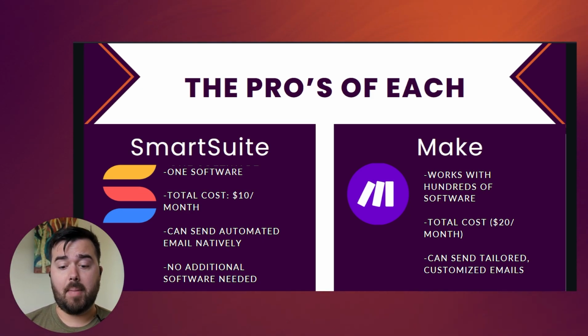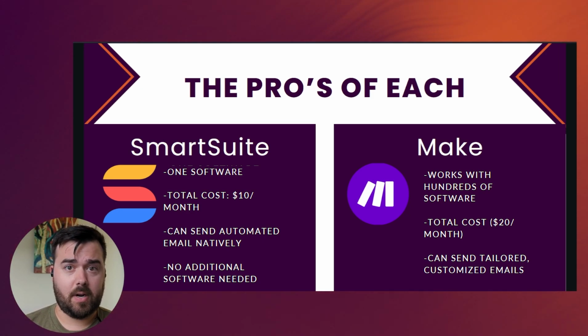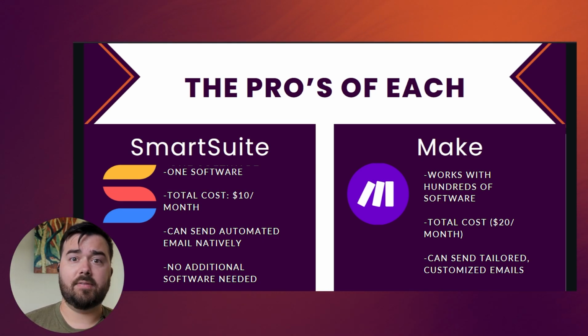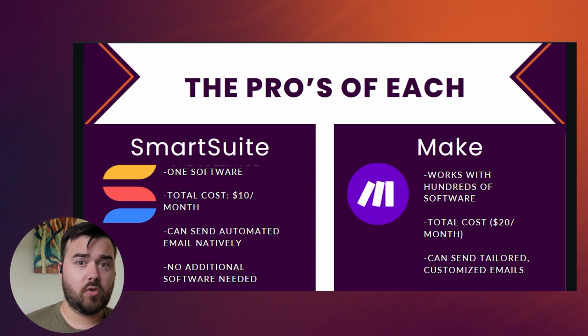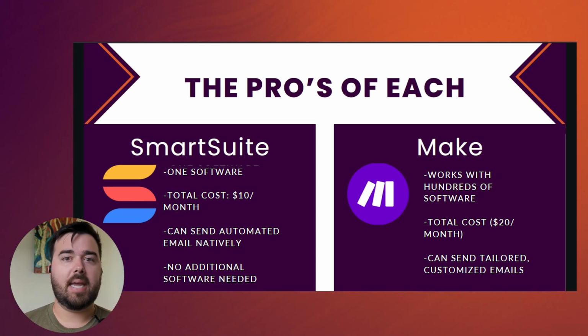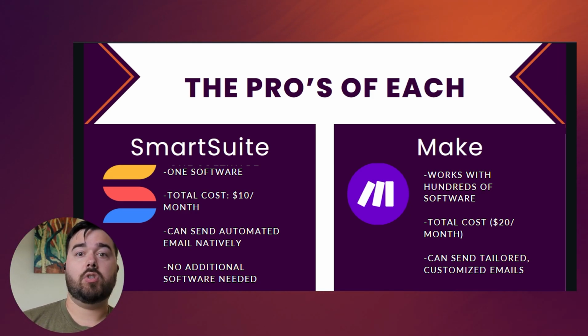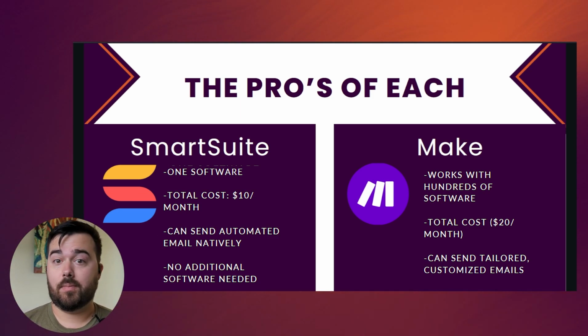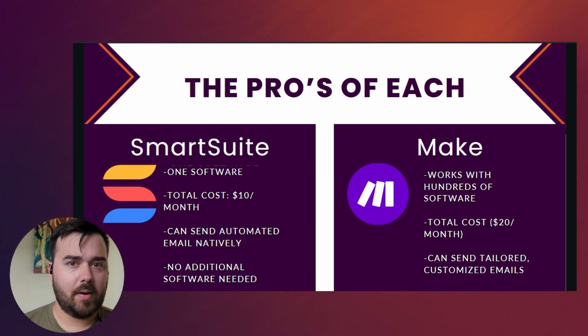But on the other hand, Make connects with hundreds of different other softwares. So if you have email automation set up in something like ActiveCampaign, you could connect the two softwares. The downside, though, to some is that Make itself is meant to connect softwares. You can't really store the information inside of Make. So it would require having something like SmartSuite that allows you to store that info to send emails. That also means there's an additional cost, and in this case, it's about an additional $10 a month.